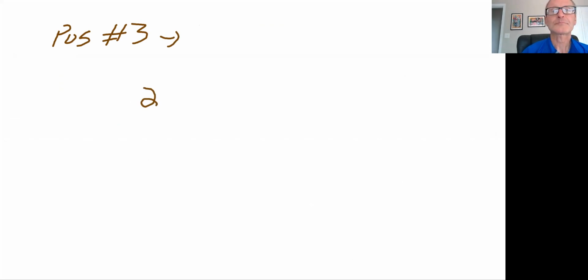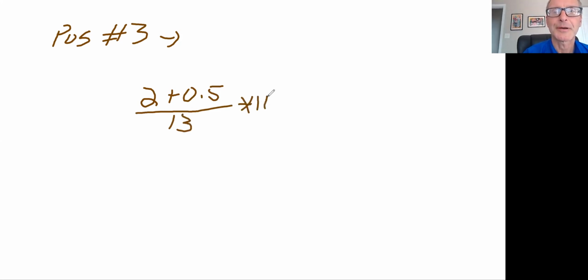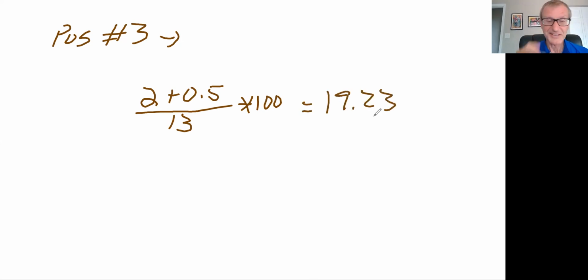Then we add a half to it, and we divide by n, which is 13. And then you multiply it by 100 to give us a percentile. So if we do that, you get 2.5 divided by 13, multiplied by 100, and you get 19.23. The way that the stats people like to do it is you round this up to the 20th percentile.